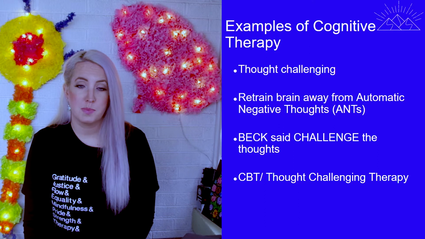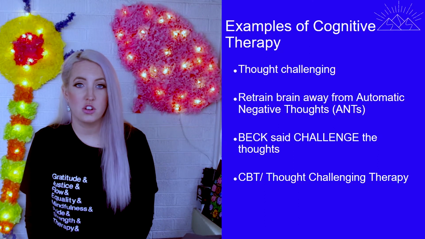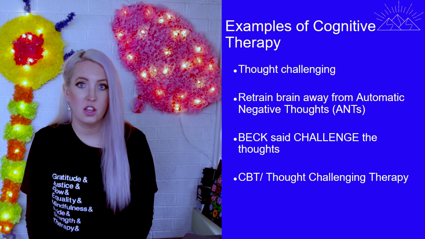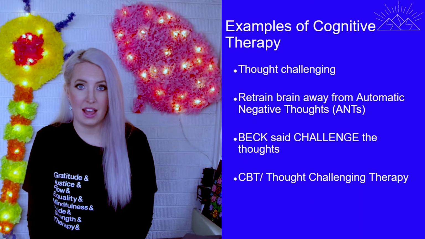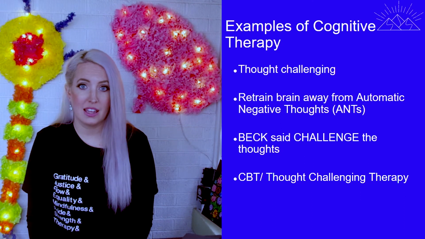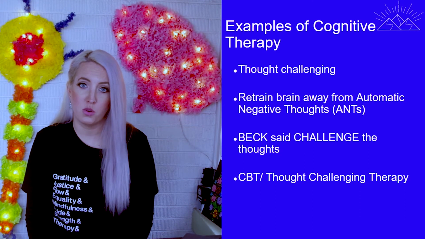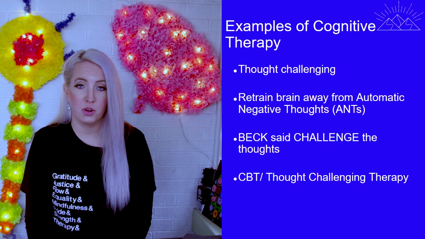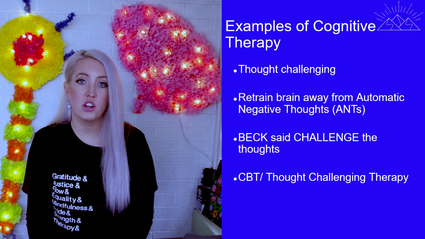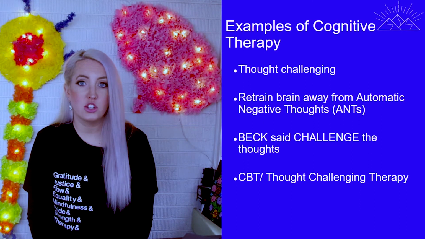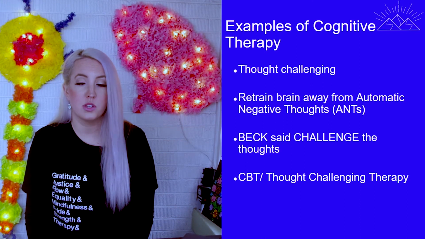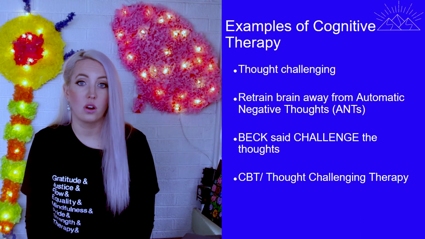So the cognitive perspective might use something like rational emotive therapy to try and challenge and change the cognitive processes a person has. Psychologists such as Beck and Ellis would use rational emotive therapy and look at those automatic negative thoughts a person has and go through a thought challenging technique to try and change those irrational thoughts and reprogram them to be more rational and more logical.